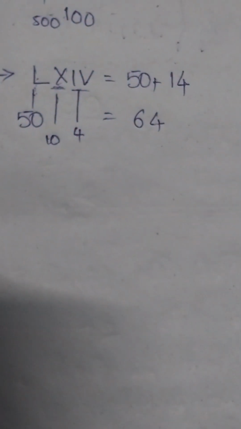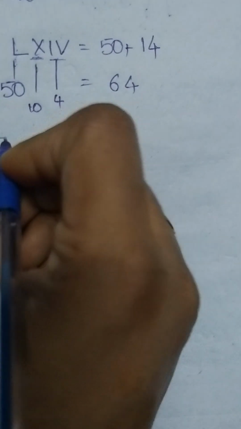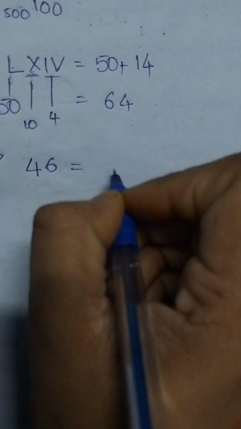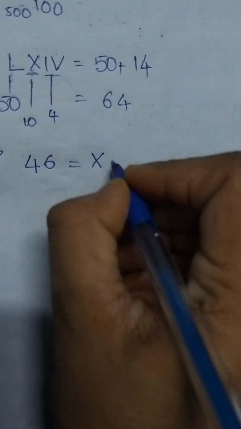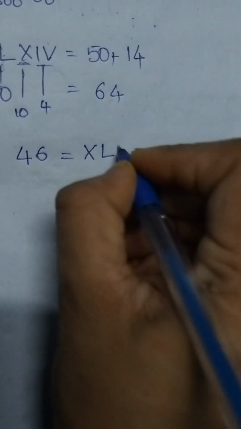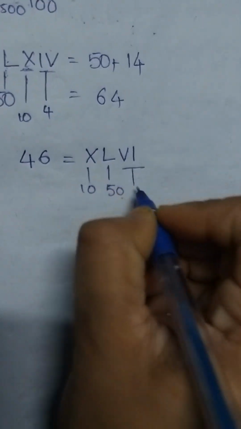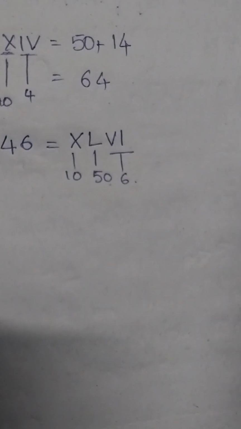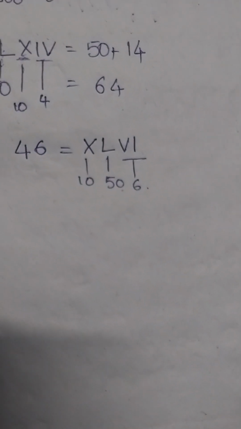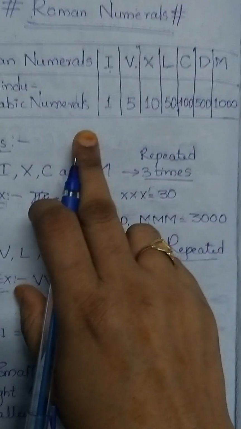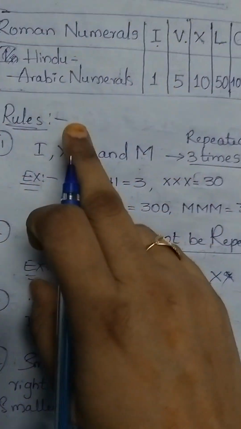Okay, this is 4, 10, 50. 60 plus 4. Okay. Now, what is this one? 46. How can you write it? X L VI. Okay. This is 10. L is 50. And this is 6. XLVI. Okay, these are the Roman numerals, children, and Hindu Arabic numerals.